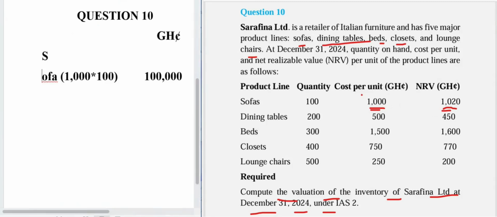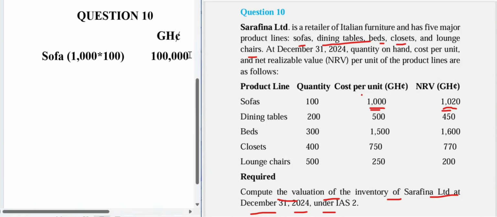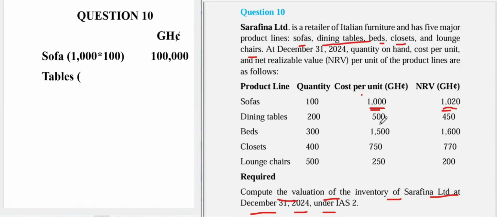The next item on the list is tables, right? So with the tables, let's come here. The cost is 500, net realizable value 450. So the lower is 450, which is the NRV. So that's 450 cedis by, what's the quantity? 200, right? 450 by 200, that's the quantity. Then you get 90,000.